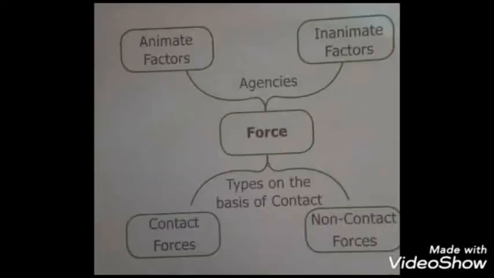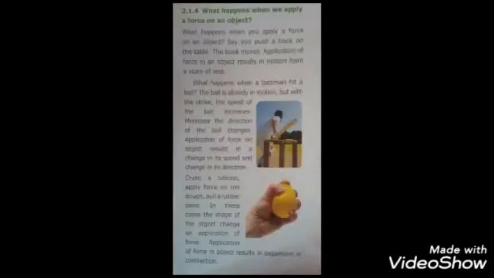According to agencies, forces are of two types: animate forces and inanimate forces. Animate means living things. Inanimate means non-living things. And by type, forces are of two types: contact force and non-contact force. What will happen when we apply a force on an object? The speed of the object changes, the direction also changes, and the shape of the object will change.